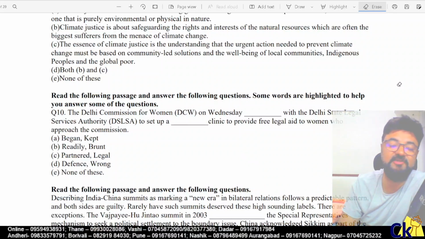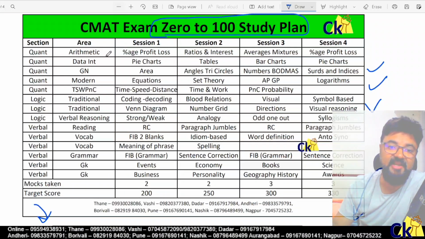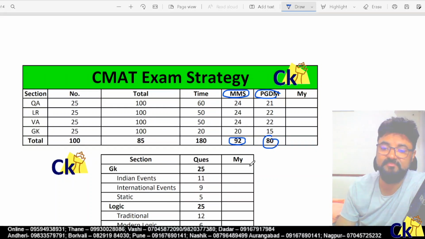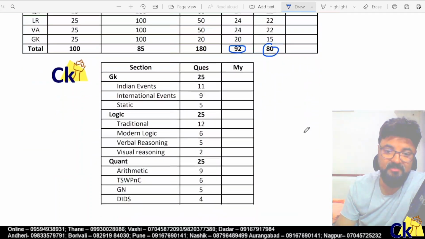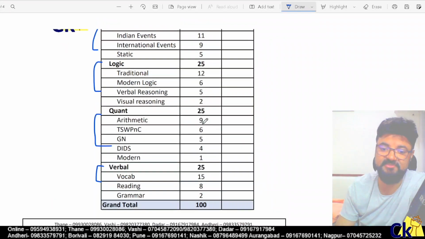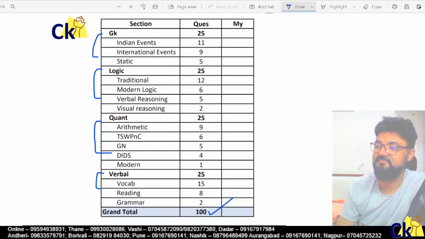So these 100 questions are more than sufficient for you to understand. And then I want you to focus on the strategy sheet, how much you are attempting. For IMS degree, your attempt should be around 92. For PGDM, your attempt should be around 80. That's the ideal attempt on the CMAT exam day. And there are four sections: GK, logic, quant, and verbal. Total 100 questions.